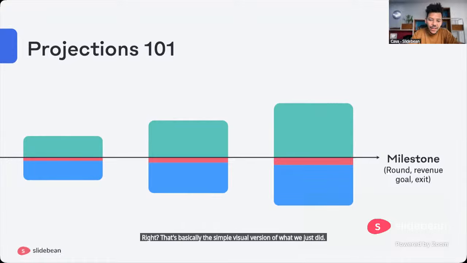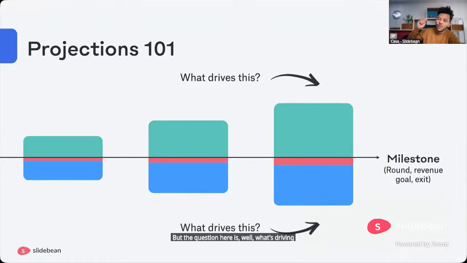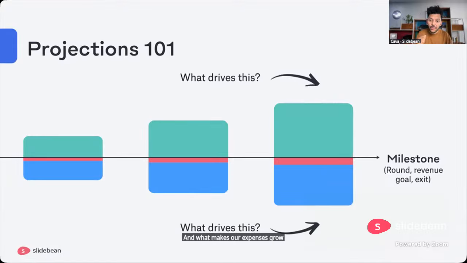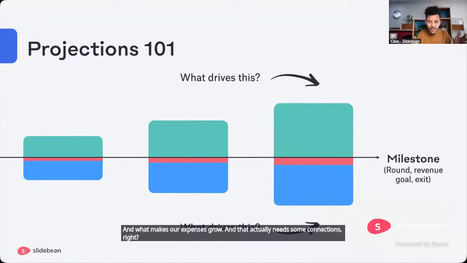But the question here is, well, what's driving our revenue? And what's driving our expenses, right? What makes our revenue grow, and what makes our expenses grow? And that actually needs some connections, right? Some causality in our financial model.